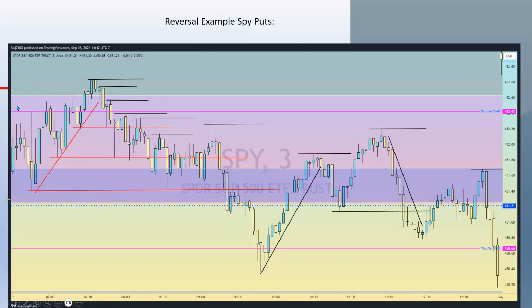Now, the fun part. A reversal example on SPY prints. This is one that I took. Let's see, I believe this is my entry right here. But every black line is a potential entry. Let's go ahead and walk through it.